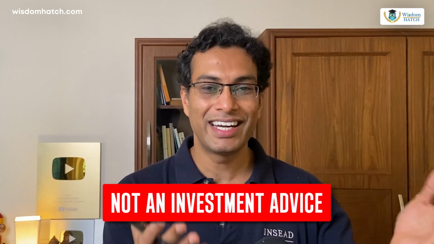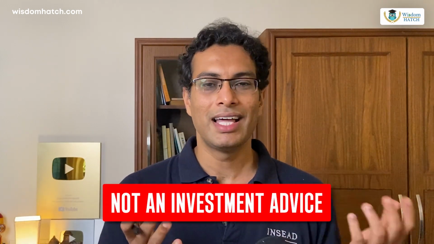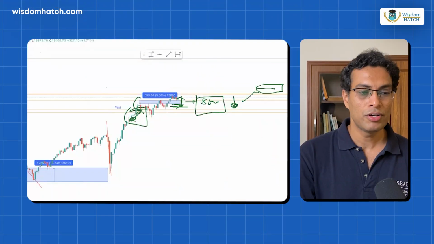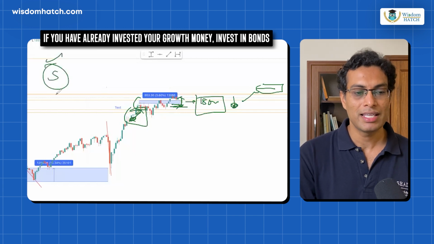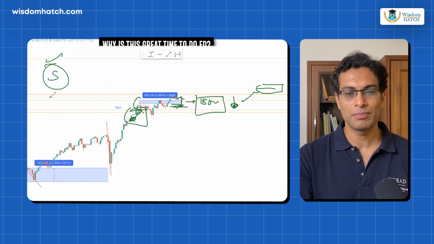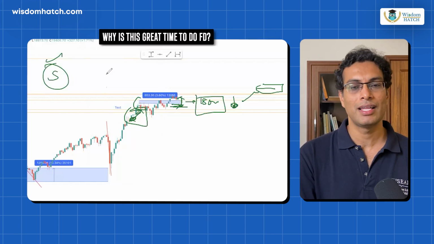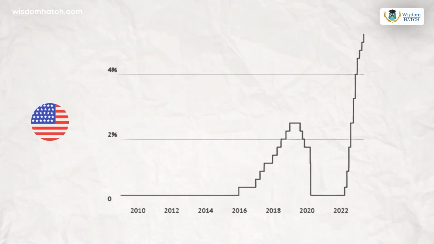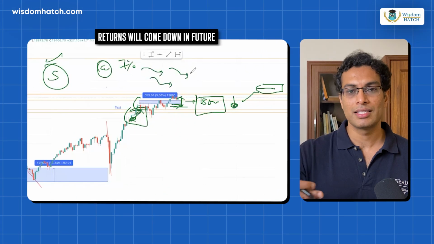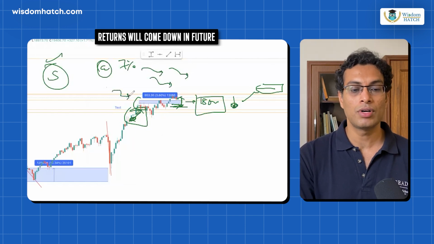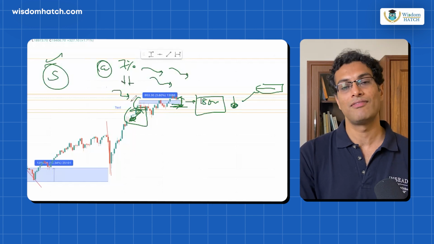Now, this is not a recommendation from my side, or from the data that I'm interpreting for Mr. Warren Buffett, that you stop equity investing. Growth money, if you have already invested, then invest some of your safe money, lock it in. Why is now a great time to do all these fixed deposits, bonds, and so on? Very simple: as I said in reason number one, interest rates have peaked and going forward, they are going to be cut. So the returns that you're going to make by doing bond investing will come down because the interest rates themselves are going to come down.